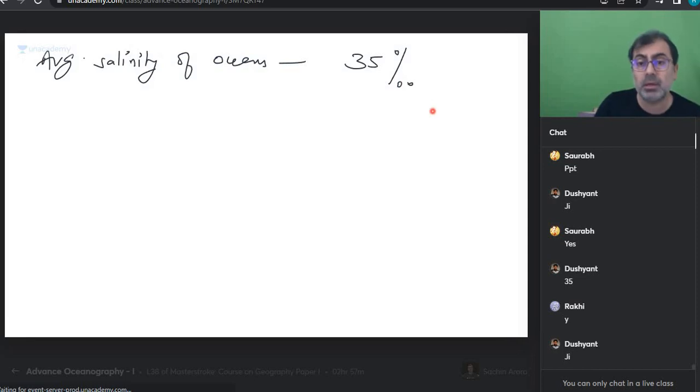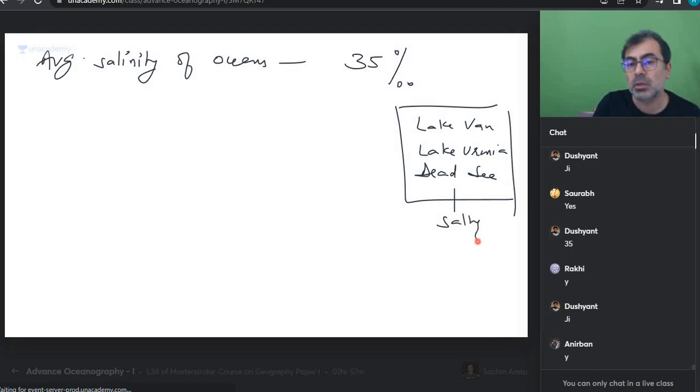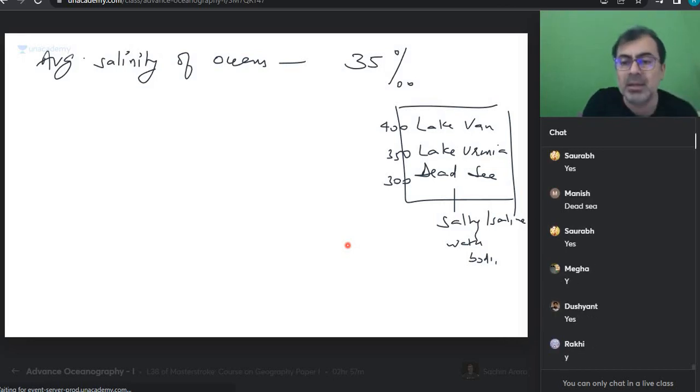Can it be more? Well, we have heard of Lake Van in Turkey, Lake Urmia in Iran, Dead Sea. These are a few salty bodies of the world. Salty, saline water bodies. If you ask me for an average, it would be 400, 350, 300. If you want, just keep an idea. But I would say within Lake Van there will be patches which will have 1000 also. It is possible that in the whole lake some area is very, very saline. In the Dead Sea some part is drying up, so that can be there. So these are average values.